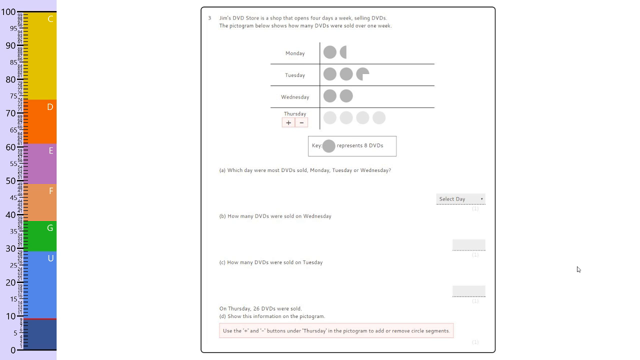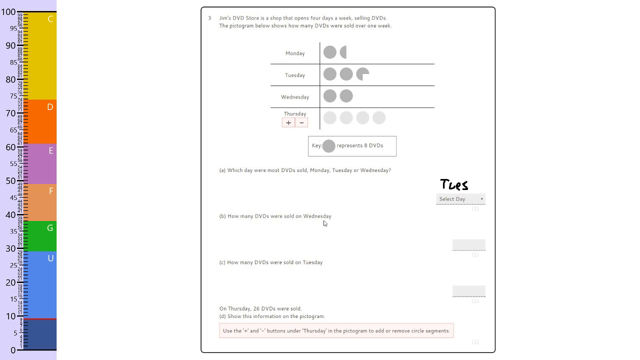Okay, so pictograms didn't come up in paper 1, so they could come up in paper 2. It says, which day were the most DVDs sold? Monday, Tuesday or Wednesday? So it's giving me a choice between these 3. Just looking at it, Tuesday has the most. You don't need to know what the key is, you can just see it's bigger. So my answer to that is Tuesday. I'm just going to say choose.